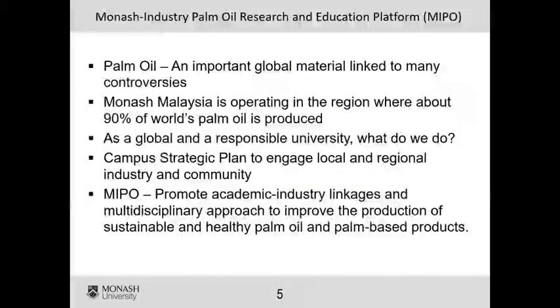So, a brief introduction of Mipo and what we do. We all know that palm oil is important for global food security and energy security, but it has also been linked to many controversies. Monash Malaysia is operating in a region where about 90% of the world's palm oil is produced, so I think it's important that we play our part to help address some of the problems facing the industry. Mipo was established in 2018 to promote economic industry linkages and a multidisciplinary approach to improve the production of sustainable and healthy palm oil and palm-based products.